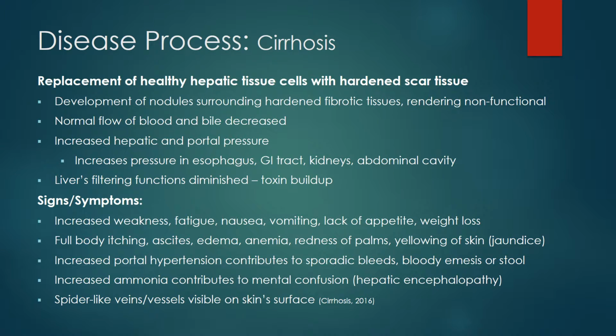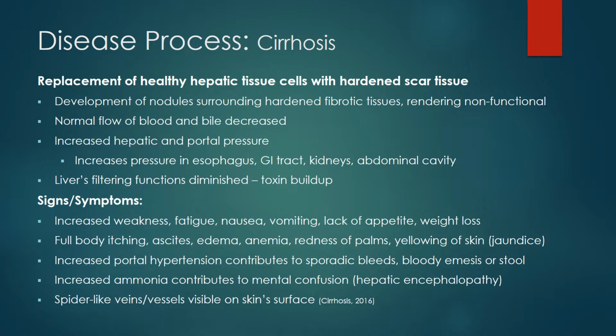So with cirrhosis, we said 20 to 30% of patients with hepatitis C will eventually develop cirrhosis of the liver. And what this is, is the replacement of healthy liver cells with hardened scar tissue cells. So the cells of the tissue itself are unable to develop and perform all of the functions that they once did. What happens actually is these nodules begin to develop around fibrotic tissues that have been hardened as well, which renders them completely non-functional and cuts off that area.